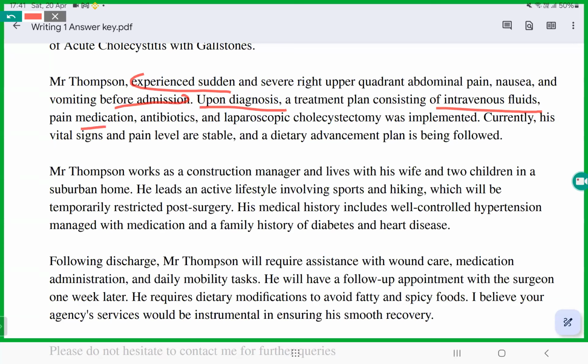That is, based on this diagnosis, we have done the treatment plan. It is consisting of IV fluid, pain medication, antibiotics, and laparoscopic cholecystectomy was implemented. So currently his vital signs and pain level are stable. That is the progress of the patient. And also a dietary advancement plan is being followed. That also we have included in the first paragraph.